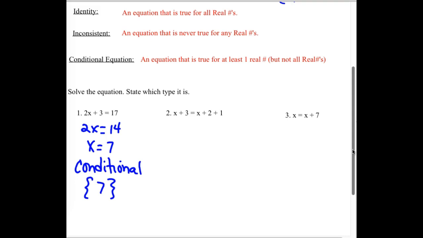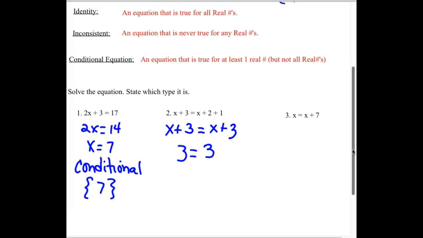For the next one, if we combine like terms on the right-hand side, we end up with the statement x plus 3 equals x plus 3. The two sides are identical. If we were to try to solve this for x, we'd have to get our x's to one side. Subtracting an x from both sides makes them disappear. So we end up with the statement 3 equals 3. Okay, we're going to come back to that one in just a minute.